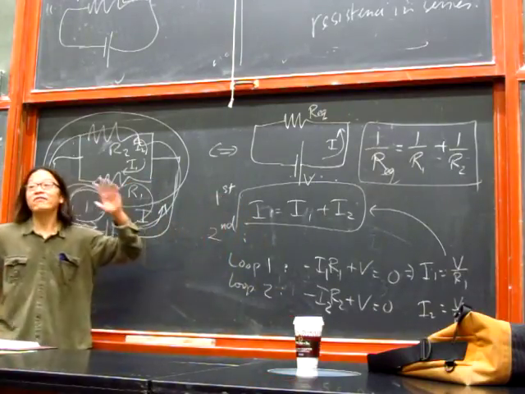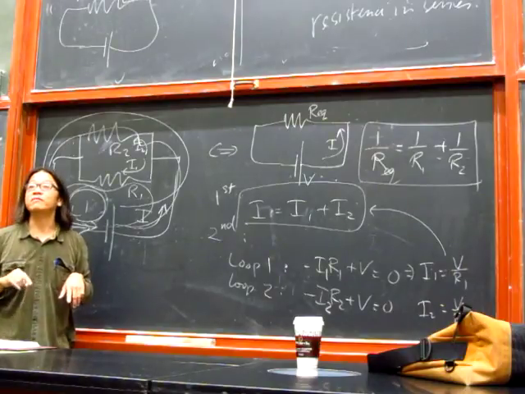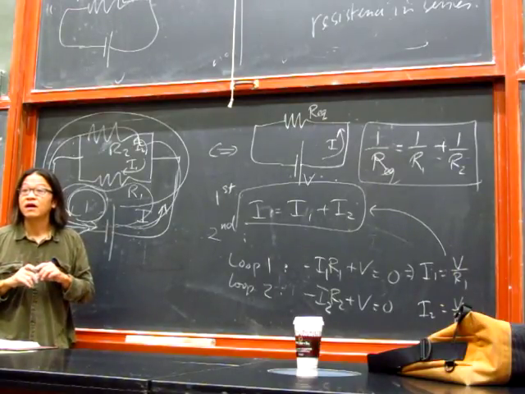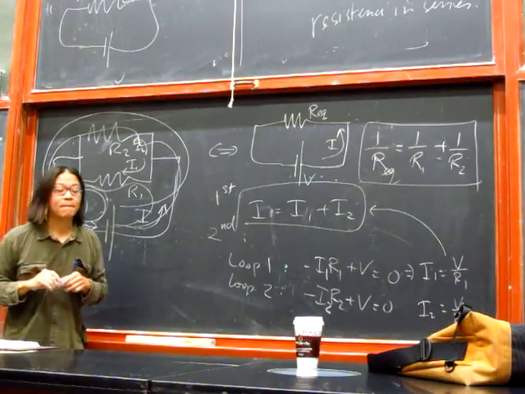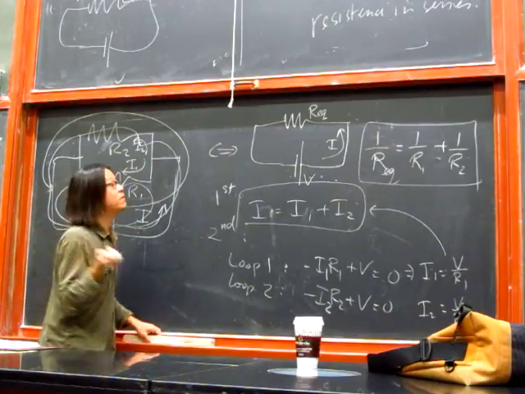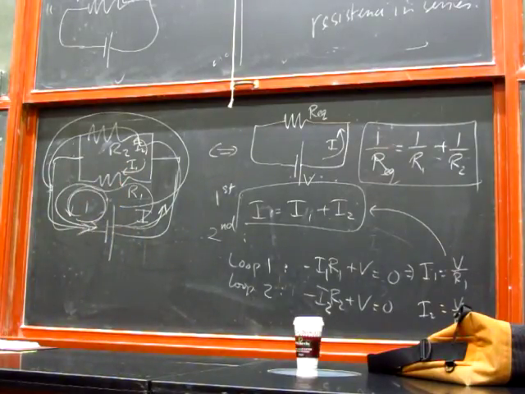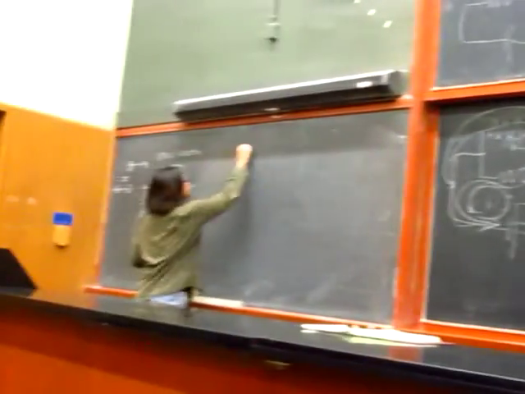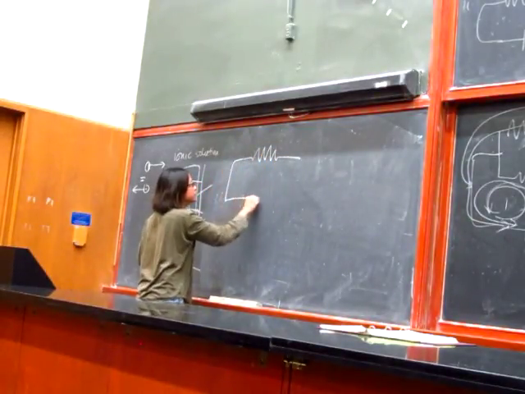And with this, you have all the machinery to solve a much more complicated network. Okay. I have a few more minutes, if I can introduce this one concept. So here is your resistance, right? It's an ohmic material.